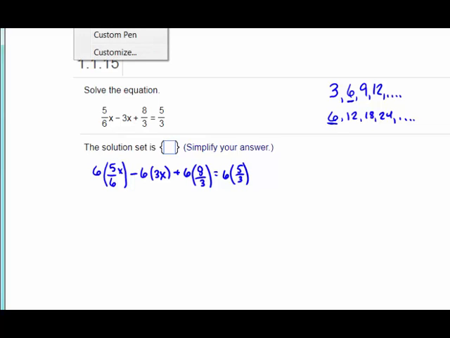And so when we go now to look at what cancels, we note that this 6 and this 6 cancel, which is going to leave me just a 5x. Here we have 6 times 3 is 18x. Here we have 6 times 8 is 48 over 3. And 48 over 3, if you put that in your calculator, you'll see that that's 16. So I'm going to go ahead and write that as 16. And here we have 6 times 5 is 30 over 3. And 30 over 3 is 10.